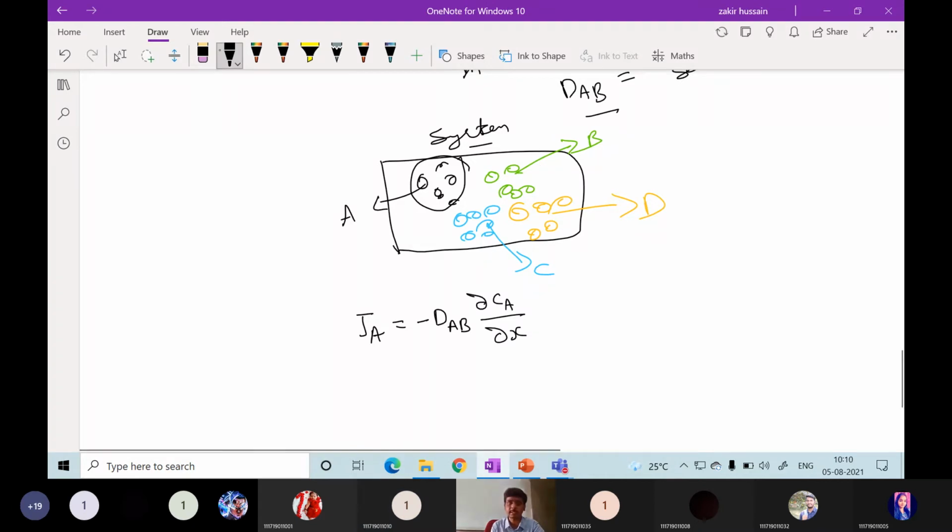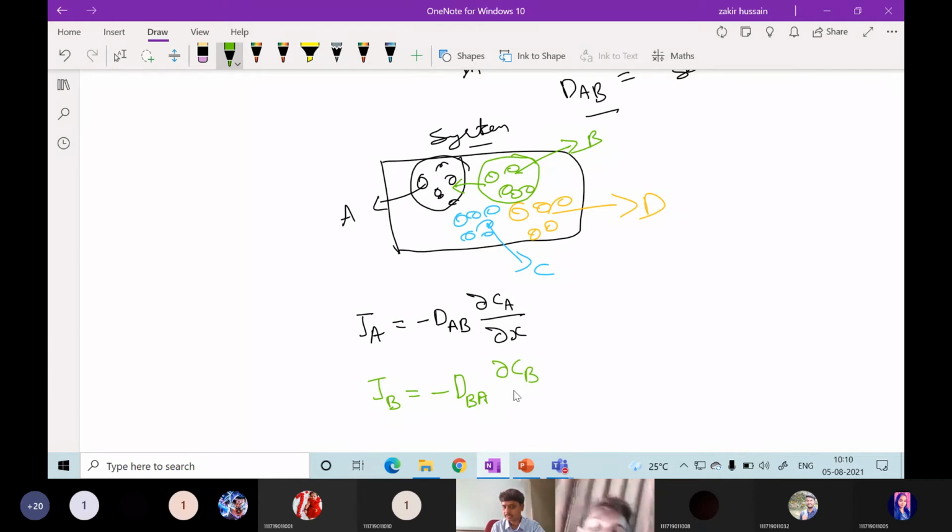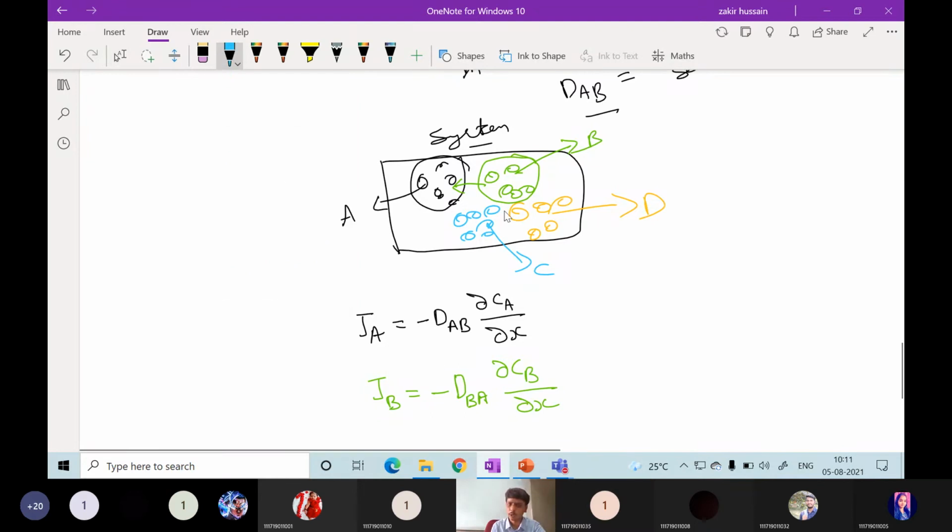Then for B, how do you write? For B, we write J_B is equal to minus, just change the direction. Now the importance will be there for B: D_BA, for example, it is moving towards this one. Then D_BA dou C_B per dou X. Then for example, if you want to write for the blue molecules, the C molecules, how do you apply Fick's first law of diffusion? That is J_C is equal to minus D_C. Let us say the movement is from C to A.